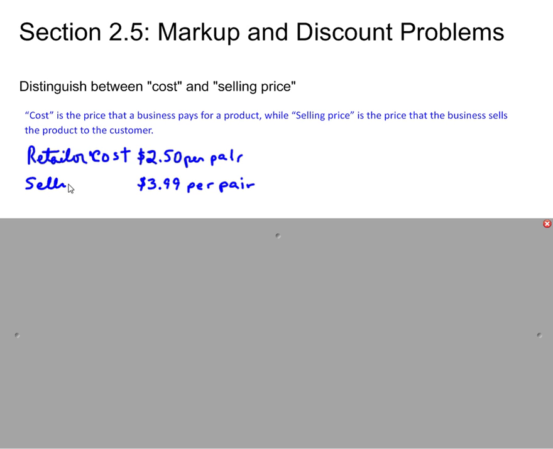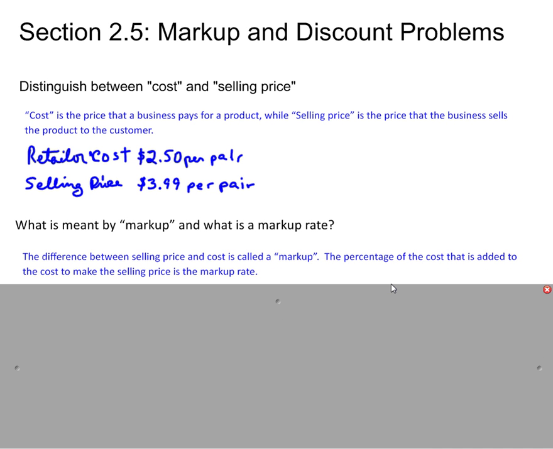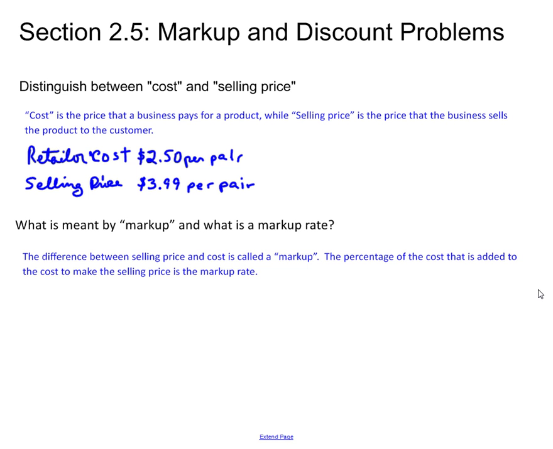It's a small distinction, but it is an important one, because whenever we think about how we're going to deal with what's called markup, we're looking for that difference. And what is markup? Well, markup is the difference between the selling price and the cost, that is, the retailer cost. We call that the markup. Now, there's a rate that is being added to this product, and so we call this rate the markup rate.